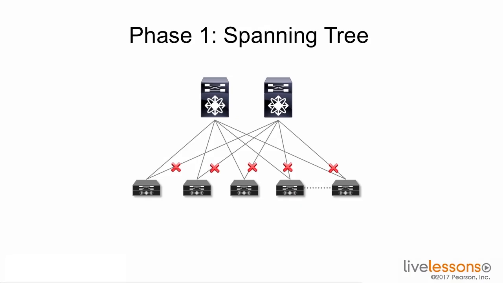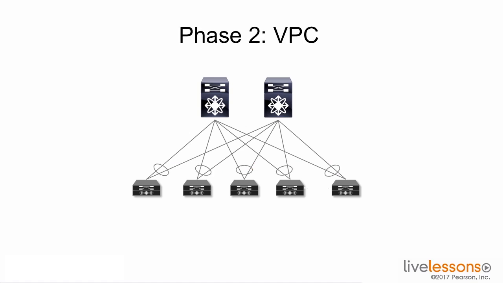By now we should all be familiar with spanning tree. In a spanning tree topology, quite often redundant links are blocked in order to avoid a spanning tree loop. What vPC does, in short, is allow us to use all the bandwidth that we have available for our links.